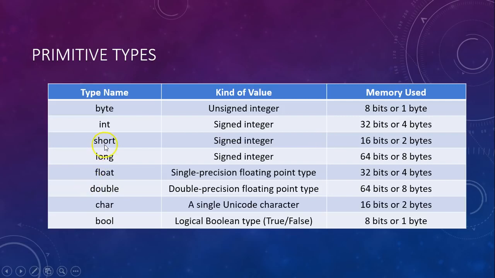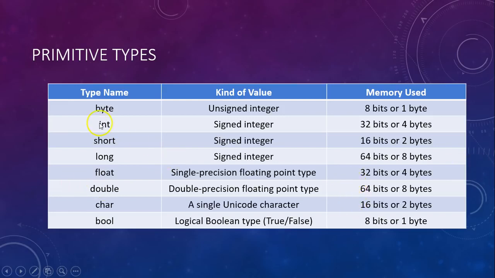What you're going to want to know more than anything is the left column and the right column. The middle column is just more for informational value, but you really need to know, for example, that an int is 4 bytes, short is 2, long is 8, float is 4, etc.